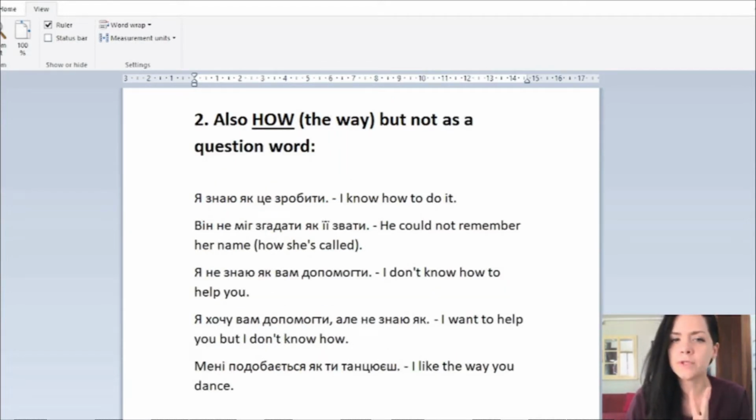So, point number 2. We can also say як, meaning how, but not as a question word, right? When we say how and we mean the way, right? The way something is happening. Or the way something's done, right? That's how it's done.